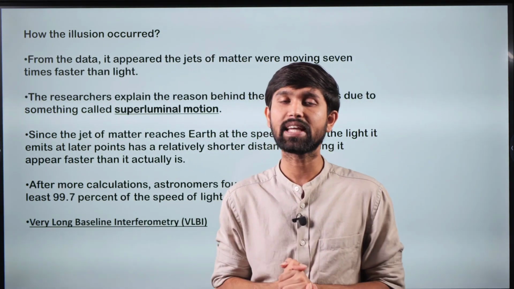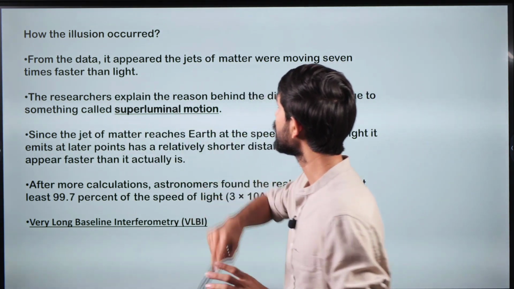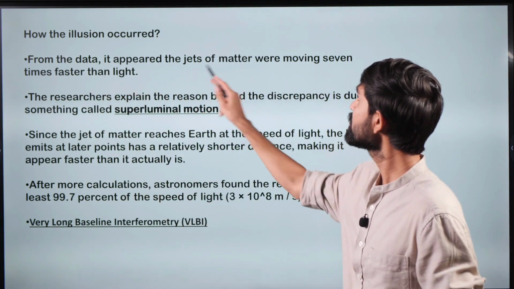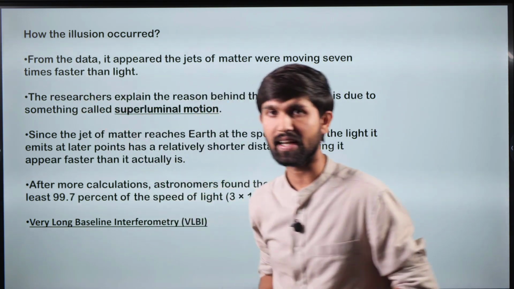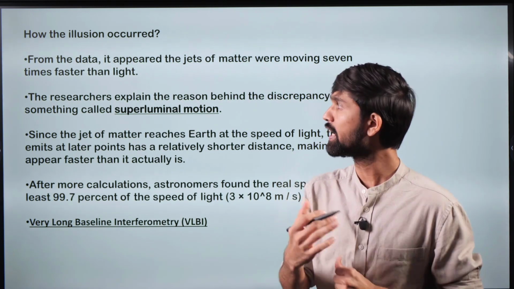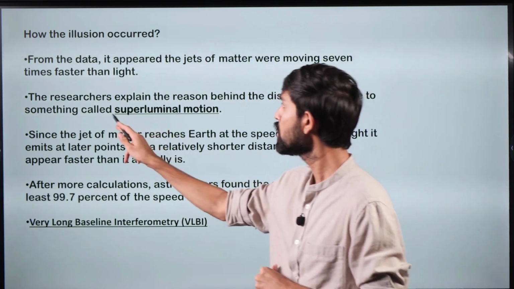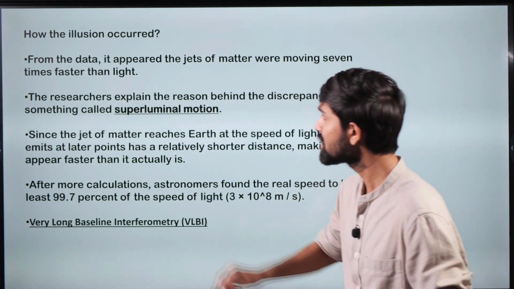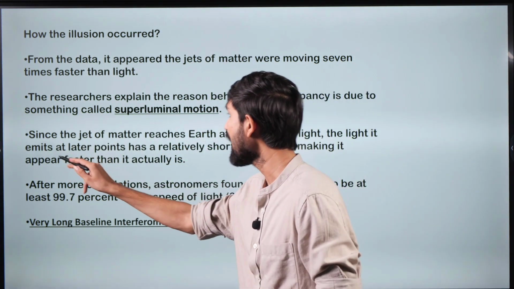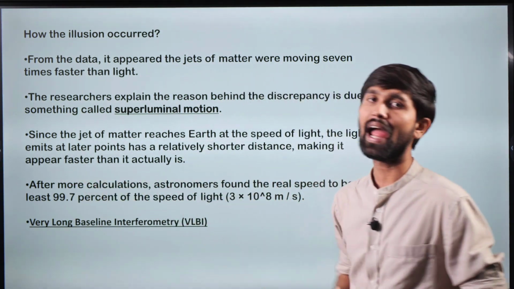This illusion actually gets created through a particular phenomenon known as superluminal motion. Now what is this superluminal motion? From the data, it appeared that jets of matter were moving 7 times faster than light, which is what the earlier observation was. But now it has been identified that it was actually an illusion. The researchers explain that the reason behind this discrepancy is superluminal motion. How is this caused? Since the jet of matter moves almost at the speed of light, the light it emits at later points has a relatively shorter distance to travel, making it appear faster than it actually is.